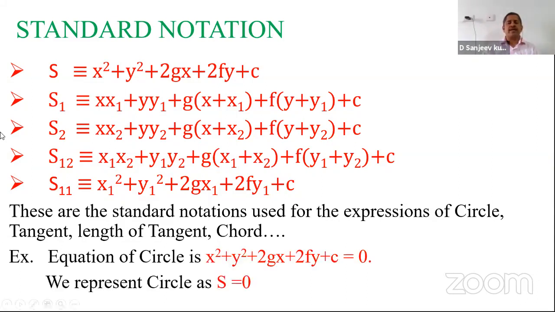For example, take the first one, x square plus y square plus 2gx plus 2fy plus c equals 0. What do we call this? We call it the standard equation of a circle. Instead of writing this entire expression, we can write the equation of the circle simply as S equals 0. When you write S equals 0, it means you have written the entire expression. So the equation of the circle can now be written simply as S equals 0.